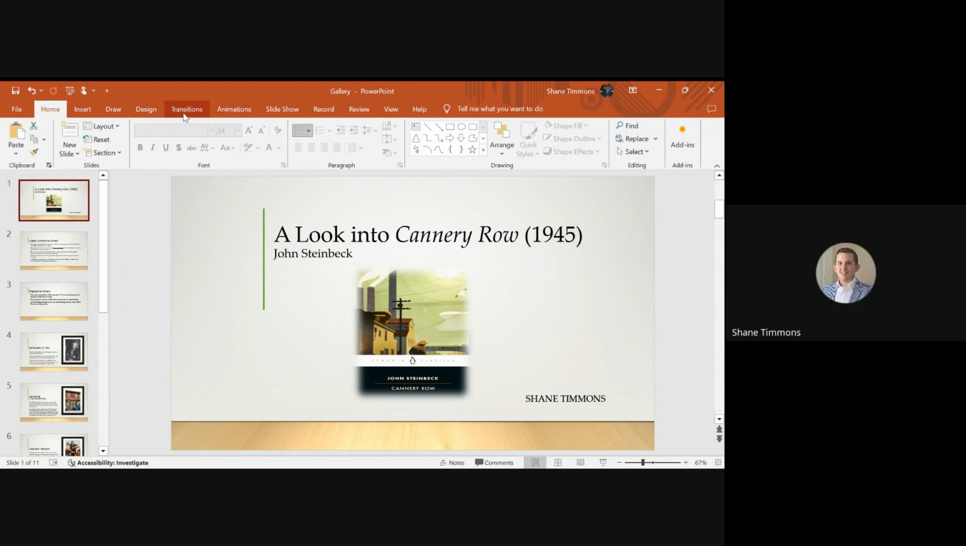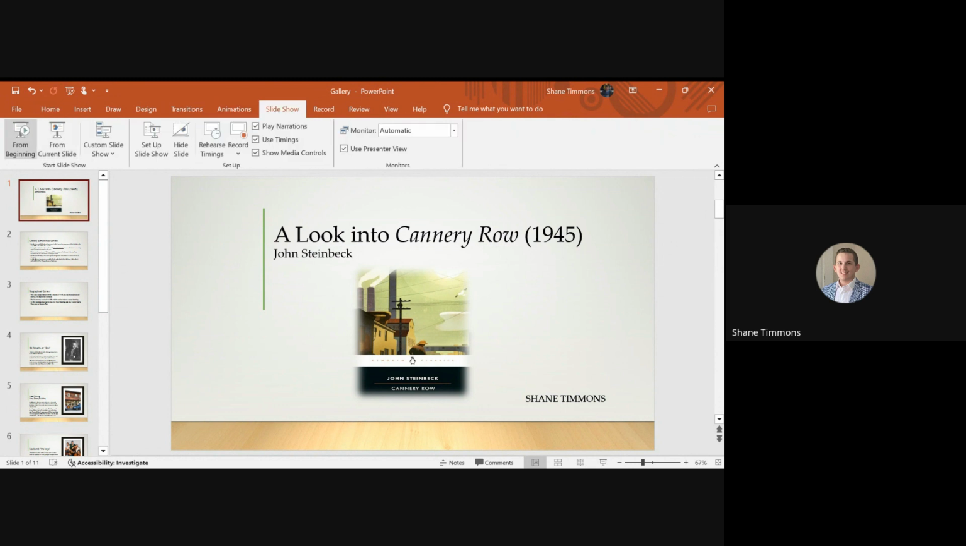All right, so let me start. A Look in the Cannery Row. It was written in 1945, of course, by John Steinbeck. All right, so here's a little bit of literary and historical context.